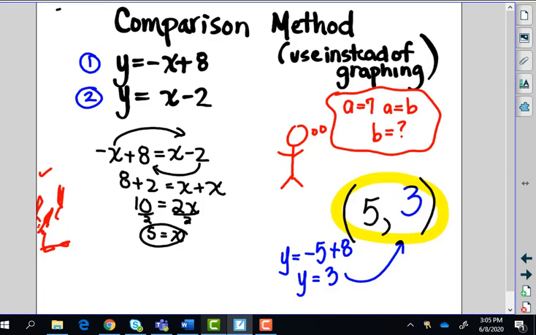Usually that would be one day. I would get you guys to graph a whole bunch and then find the point of intersection of them. So this might be a good place to pause the video and go practice some graphing ones. I am going to go on to this next method.